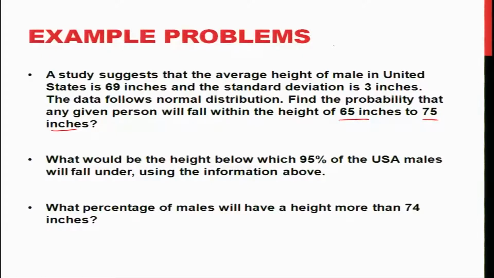So, what we are talking about is a normal distribution, something like this, with the average being 69 inches. This is the 69 inches, the average height, okay, and the standard deviation is sigma equal to 3 inches. And what we are asked to find is the probability that the height of the person will be between 65 and 75 inches.